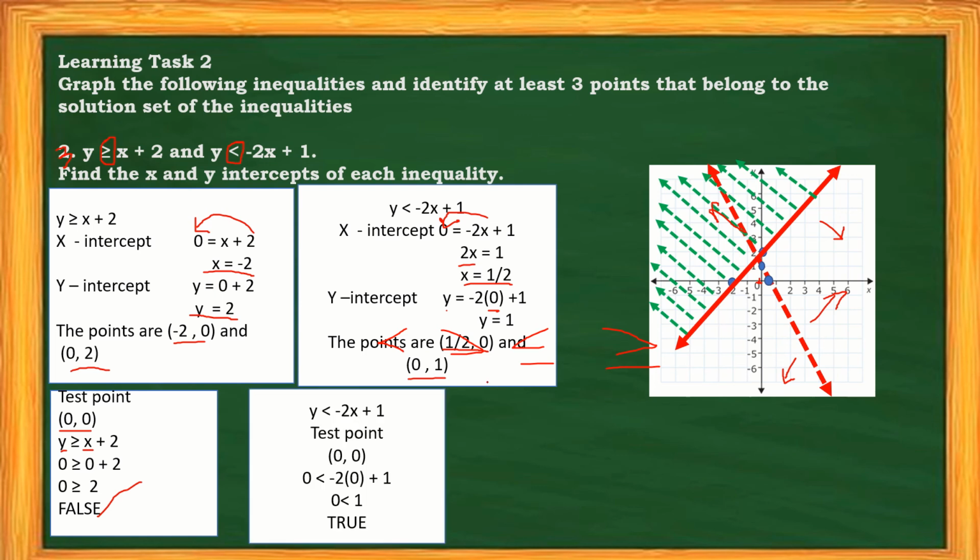Okay. So, test point again, 0, 0. So, just substitute 0 to x and y. So, y is 0, x is 0. So, negative 2 times 0 is 0. Then, 0 plus 1 is 1. So, 0 is less than 1. That is true. So, dahil siya ay nag-true, ibig sabihin yung point na 0, 0 ay madadaanan natin sa pag-shade. So, ito yung ating 0, 0. So, ibig sabihin yung pag-shade natin is papunta dito. Okay, so ito ang ating shade.